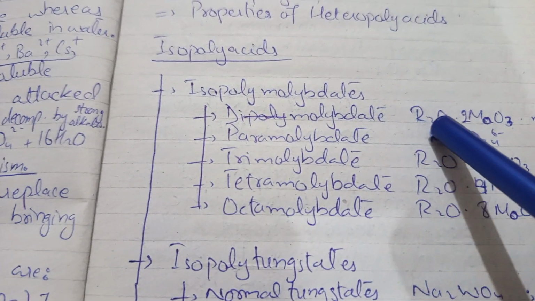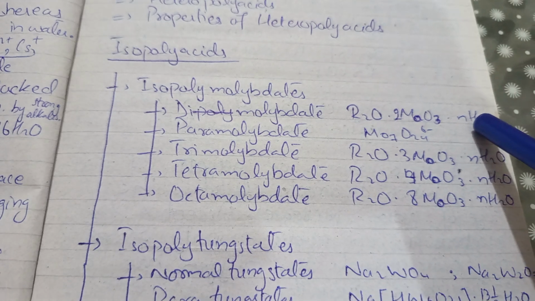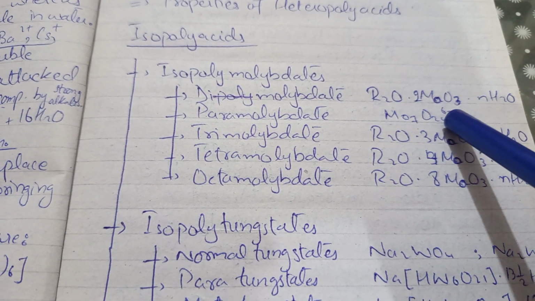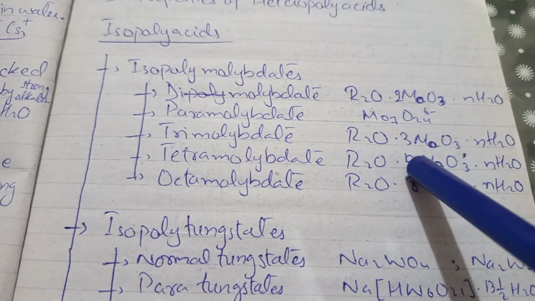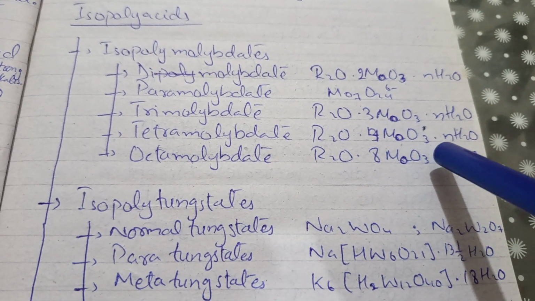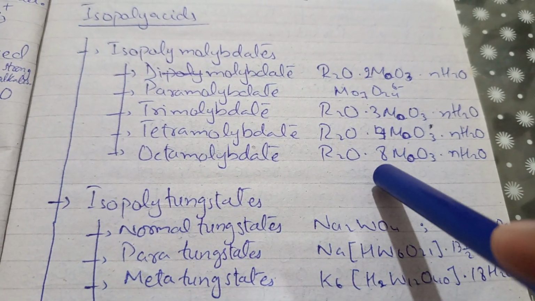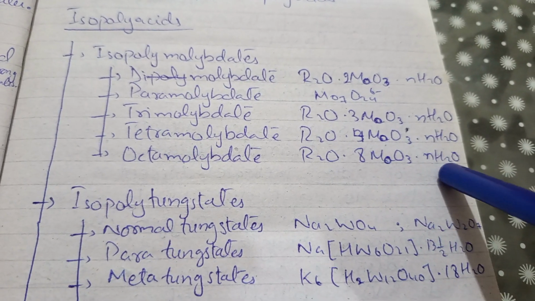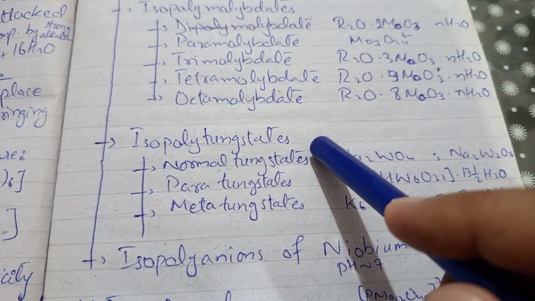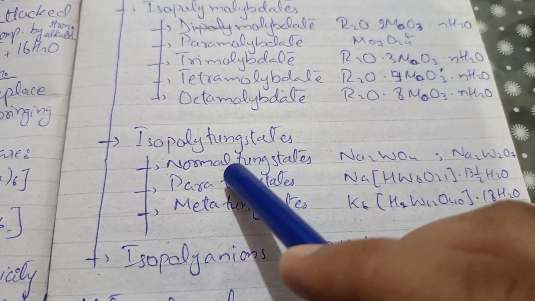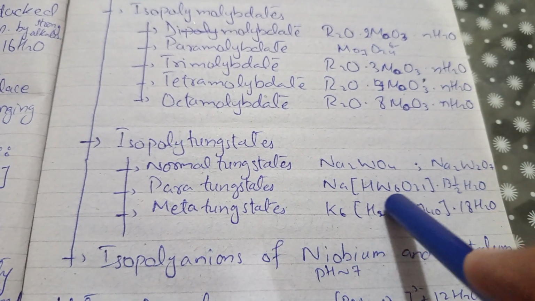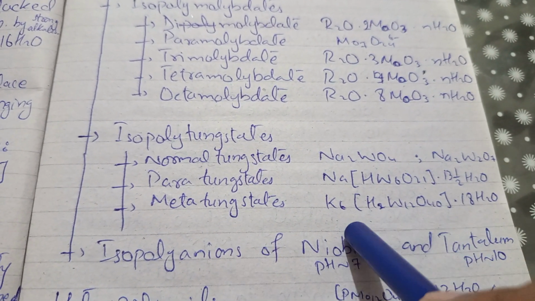If we talk about isopolyacids, we had dimolybdate R2O.2MoO3.nH2O, parapolymolybdate Mo7O24 6-, trimolybdate R2O.3MoO3.nH2O, tetramolybdate R2O.4MoO3.nH2O, octapolymolybdate R2O.8MoO3.nH2O. Then we have isopolytungstates. There we had normal tungstates like this, sodium tungstate, paratungstate like this, and metatungstate like this.